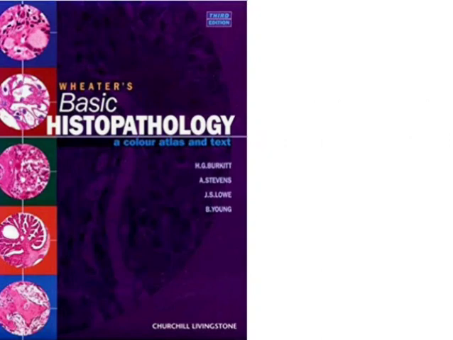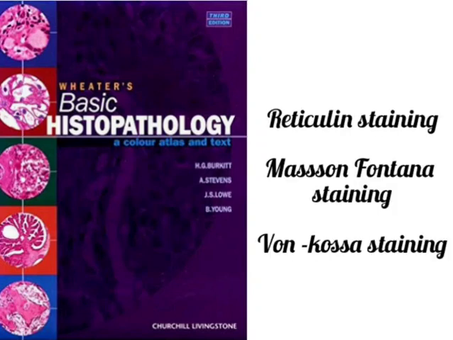Next question. Examples for staining which use AgNO3. Answer is reticulin staining, Masson-Fontana staining, and von Kossa staining. Reticulin staining, Masson-Fontana staining, and von Kossa staining contain AgNO3.